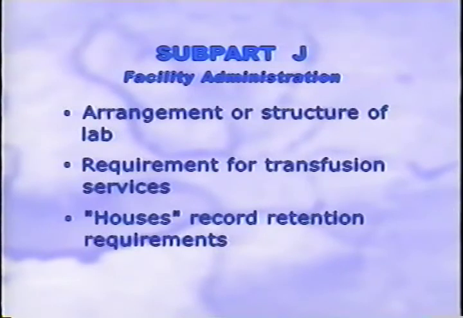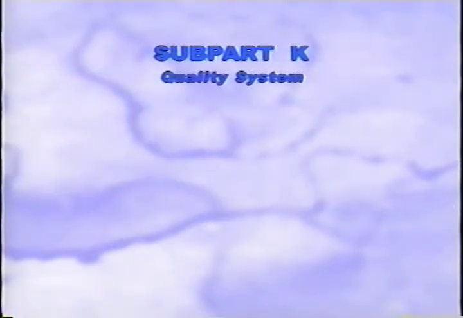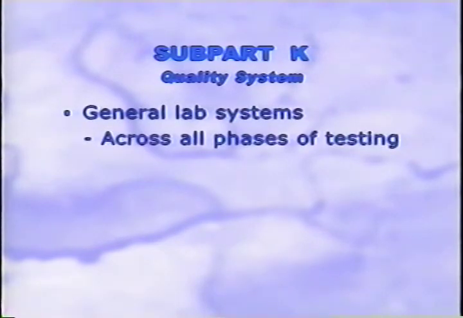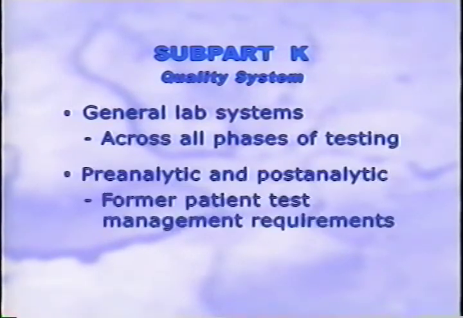The other section of the quality system rule is subpart K, quality system for non-waived testing. Within subpart K, we have a general laboratory system section, and the standards of this section apply across all phases of testing. This quality system rule is arranged to follow the path of a specimen through the laboratory, with pre-analytic, analytic, and post-analytic sections making up the remainder of this subpart. The pre-analytic and post-analytic sections are, for the most part, a rearrangement of the former patient test management requirements.